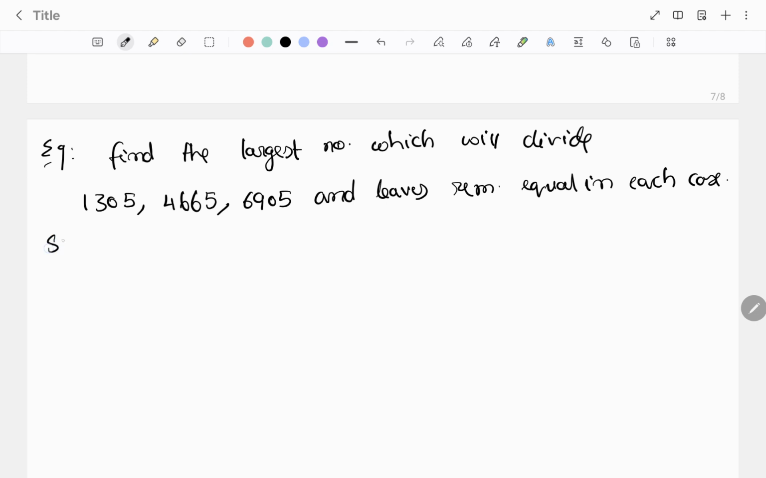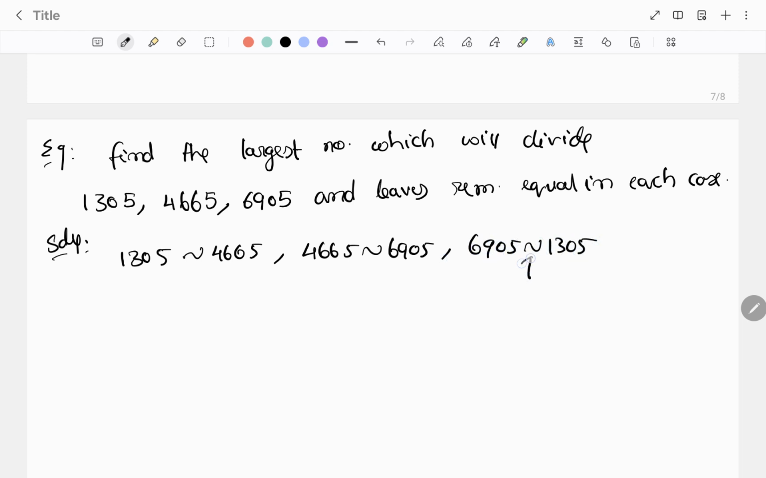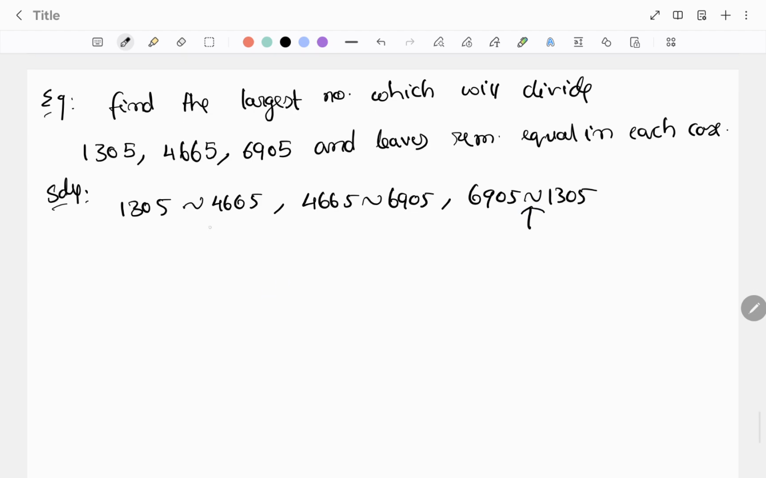We'll see another. Which question pattern does this example come under? Please check it. Leaves remainder same means the difference of 1305 to 4665, or 4665 to 6905, or 6905 to 1305. This symbol says what? Difference. Difference means highest minus least.